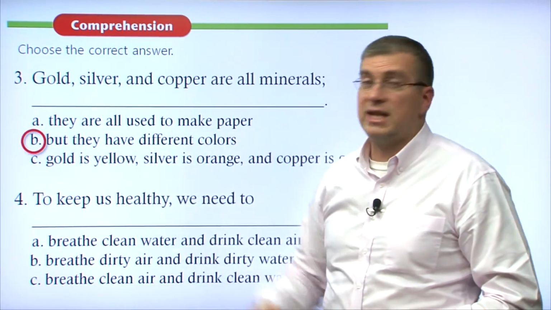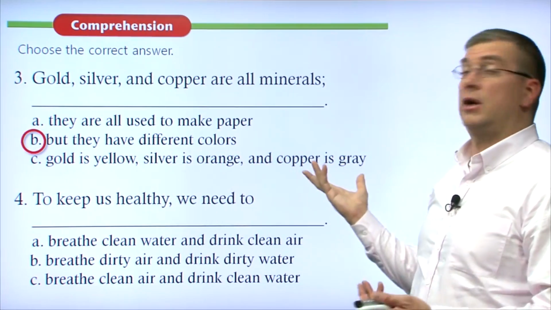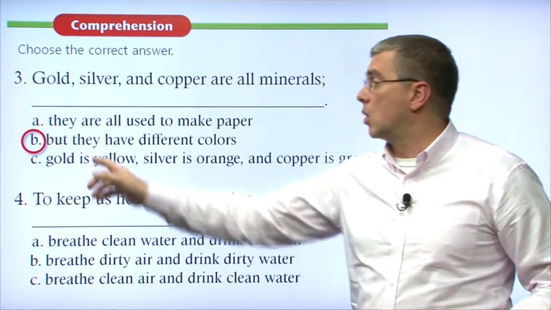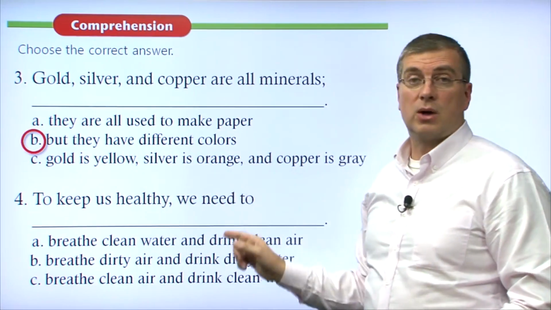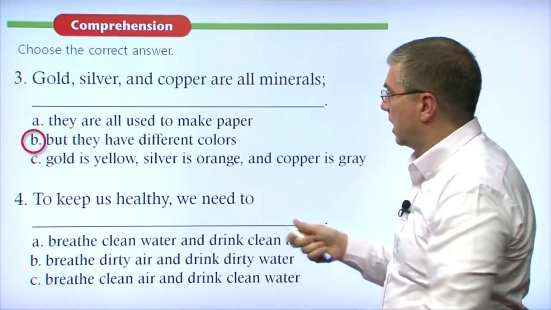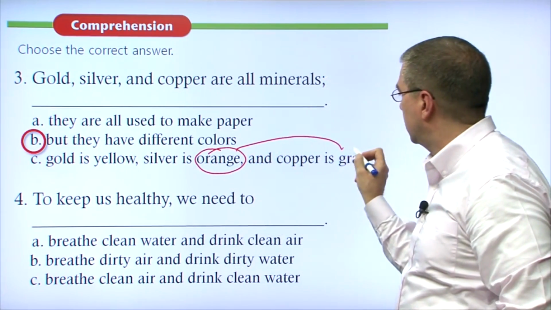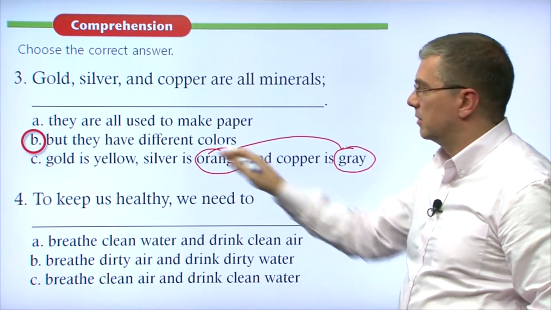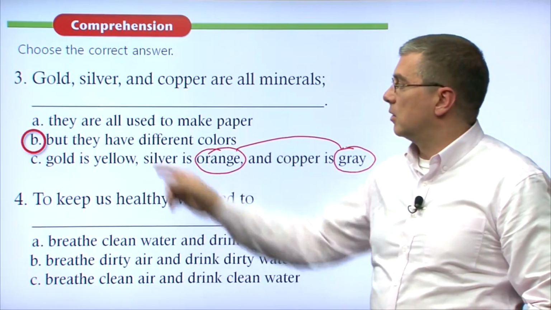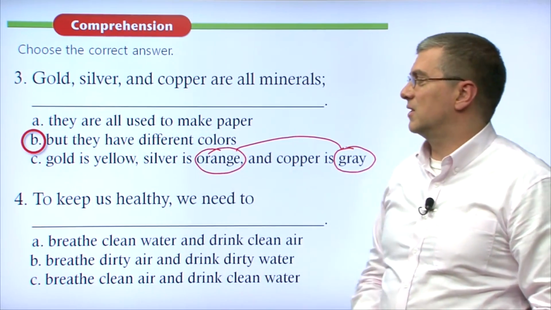Let's just take a look at C for practice. Gold is yellow, silver is orange, and copper is gray. Oh, that's also talking about colors, but be careful, slow down, hold on a second. Gold is yellow, true. Silver is orange? No, not true. Copper is gray? No, we have to switch orange and gray, right? If we switch these two, it would be true, but it's not that way, so C is wrong. Silver is not orange, copper is not gray. So B is true. Although B and C are very similar, it's just a different style, right?